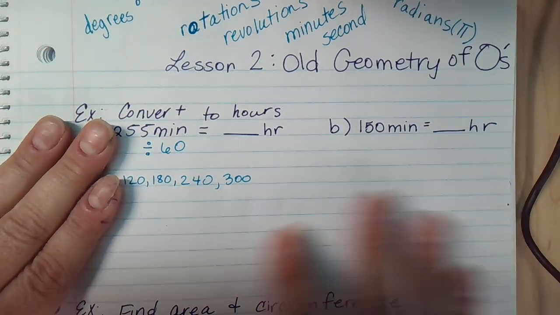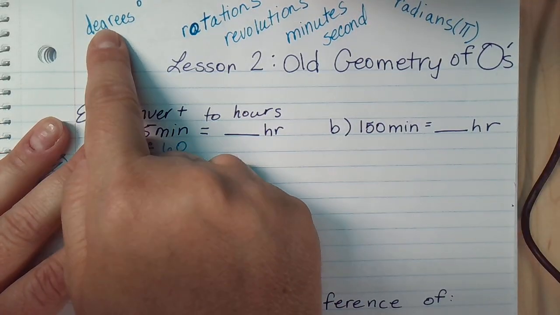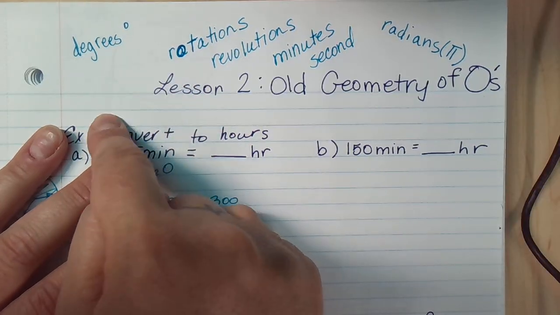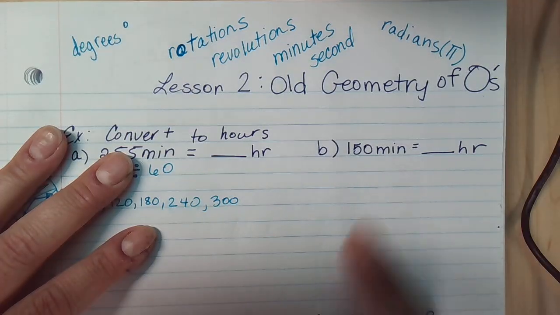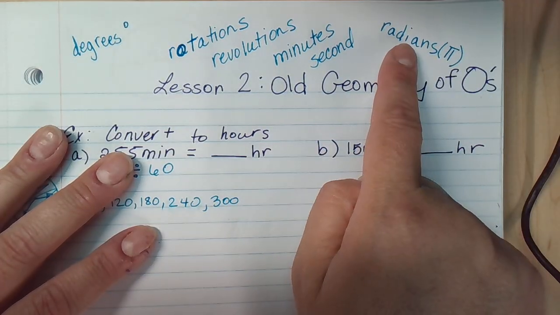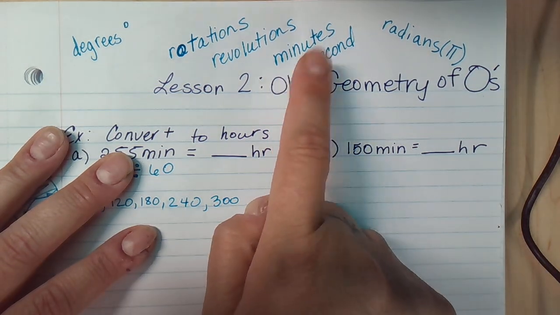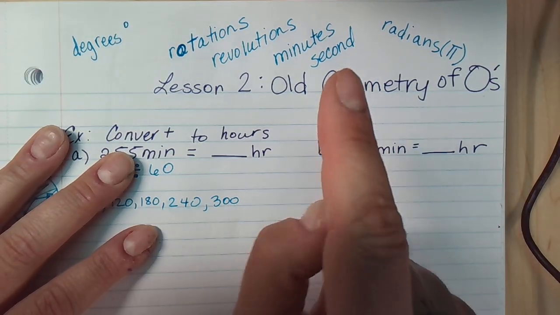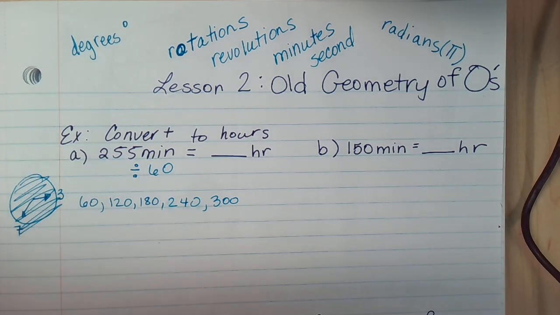When we talk about degrees of a circle, we can also talk about how many rotations we went through, or how many revolutions of the circle we passed through, or we can talk about radians, as in one whole circle is 2 pi. Or we could even talk about angles in terms of minutes and seconds. That's actually what latitude and longitude does. They talk about angles in terms of the degree, the minutes, and the seconds. And we've already talked about that.